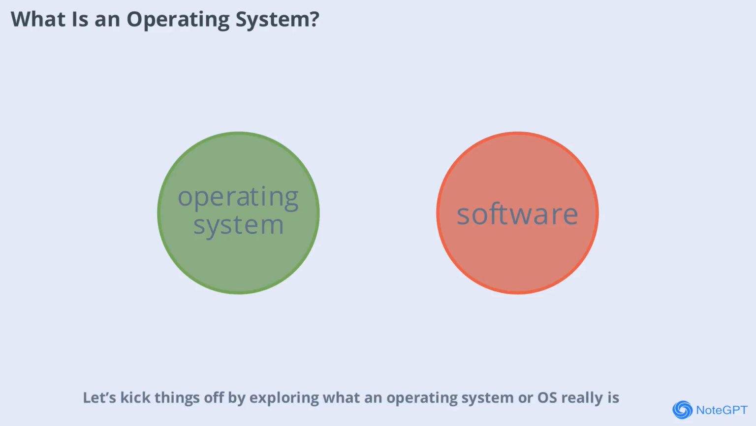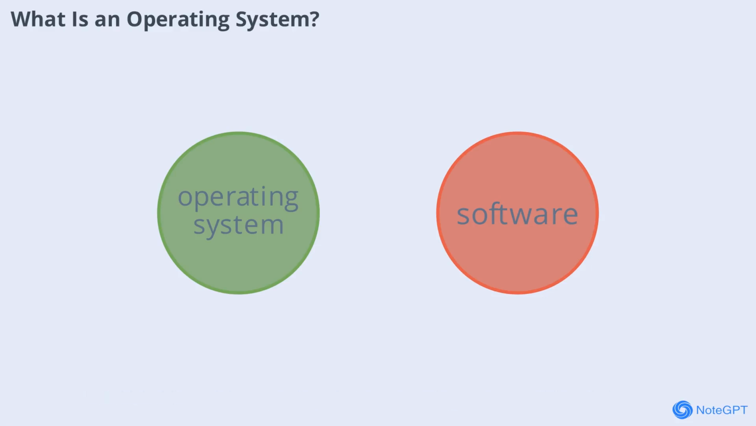Let's kick things off by exploring what an operating system, or OS, really is. At its core, an operating system is the essential software that manages all the hardware and software resources on your computer or device. It acts as a bridge between you, the user, and the physical components of your machine. Without an OS, your computer would just be a collection of parts with no way to communicate or function together. Whether you're using a smartphone, laptop, or even a smart TV, there's an operating system working behind the scenes, making everything run smoothly and efficiently.